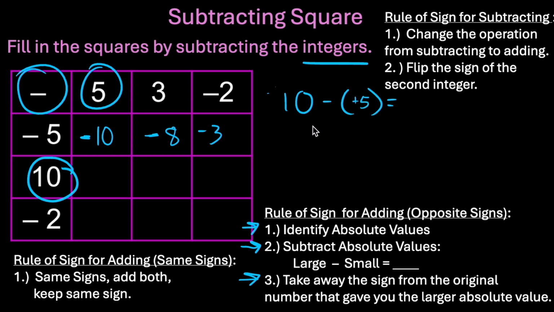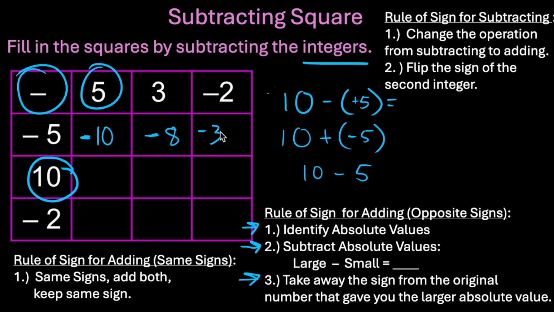There we go. Okay. Again, let's just change the minus to a positive. Flip the +5 to -5. And now we're adding two numbers with opposite signs, so we need to use the rule of sign for adding opposite signs. Now, mentally, we can just say we know the absolute value of 10 is 10, and the absolute value of -5 is 5.